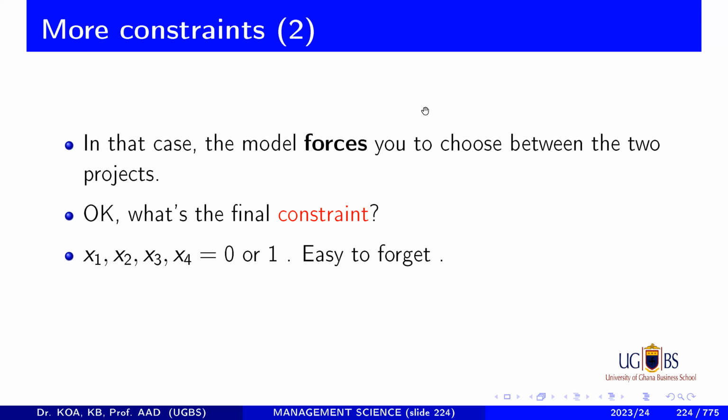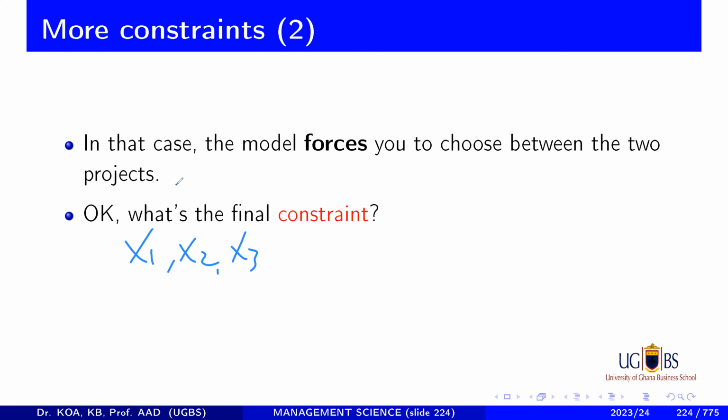Now, suppose you have this constraint. Of course, there's another constraint you have to not forget, which is a non-negativity constraint. Okay. Non-negativity constraint. You should not forget that. But apart from the non-negativity constraint, there's another constraint you should not forget. Who can tell me? What is that? Michael. Yeah, x1, x2, x3, x4 should be equal to 0 or 1.